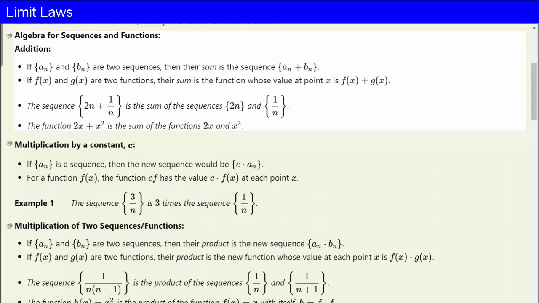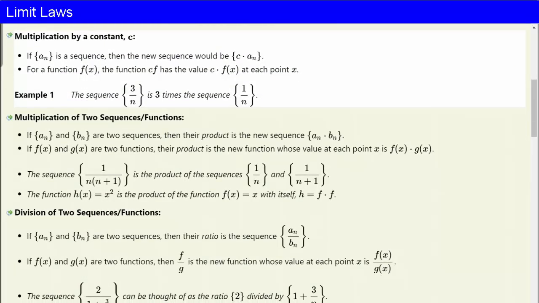If a_n and b_n are two sequences, then their sum is the new sequence whose nth term is a_n plus b_n. If f(x) and g(x) are two functions, their sum is a new function whose value at each point x is f(x) plus g(x). For example, the sequence (2n plus 1) over n is the sum of two sequences, 2n and 1 over n. Similarly, the function 2x plus x squared is the sum of the functions 2x and x squared. Subtraction is defined analogously.